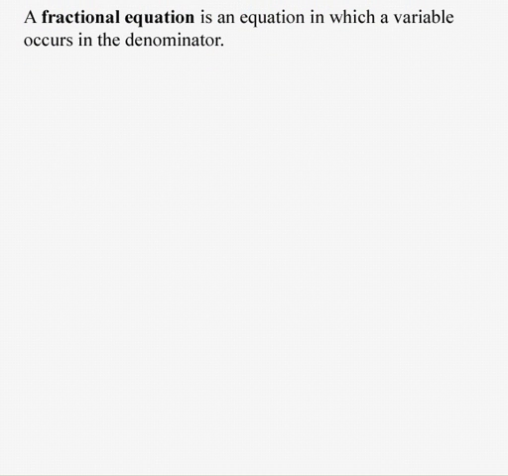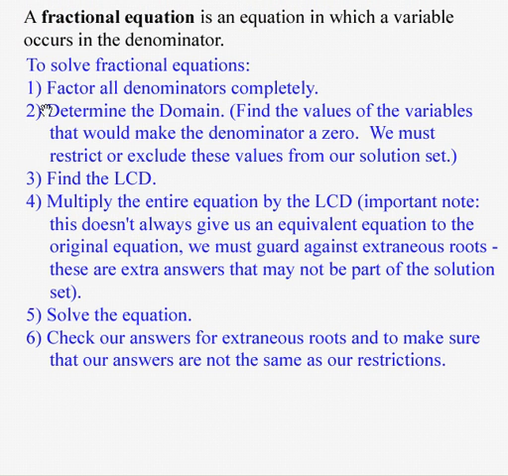It's an equation in which a variable occurs in the denominator. To solve them, first, factor all the denominators completely. Second, determine what the domain is, what I call find the restrictions. We want to find the values of the variables that would make the denominator 0. We have to restrict these or exclude them from our solution set. Then we find the LCD. Next, we multiply the entire equation by the LCD.